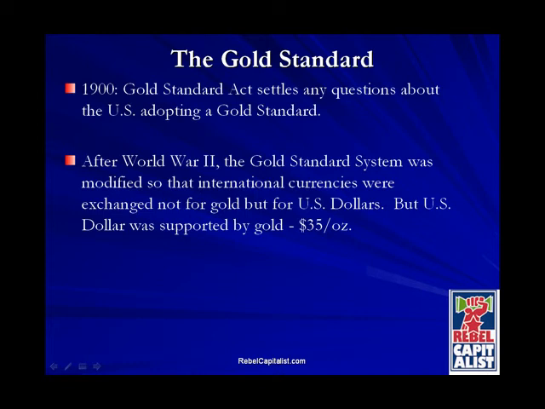So, after World War II, the gold standard system was modified, and instead of having international currencies backed by gold, the international currencies were actually backed by U.S. dollars, and then the U.S. dollar was supported by gold, and at that time it was pegged at $35 per 1 ounce. Needless to say, this modification to the gold standard meant that the U.S. was the center for international currency exchange.